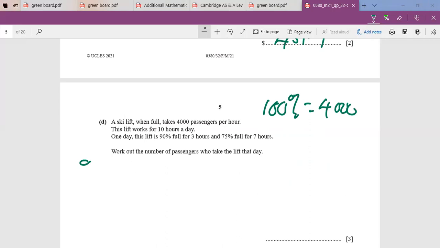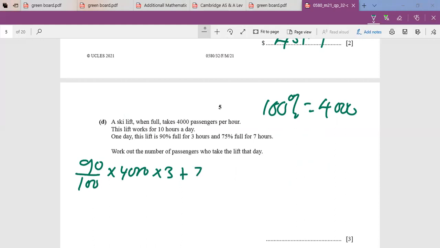So 90% full means 90 over 100 by 4,000 for 3 hours, so you multiply by three. The full rate is 4,000 per hour, but here we're talking about 90% for 3 hours, plus 75% when full for 7 hours.